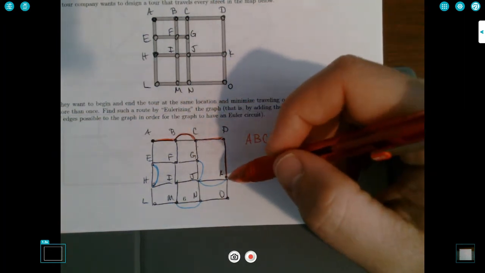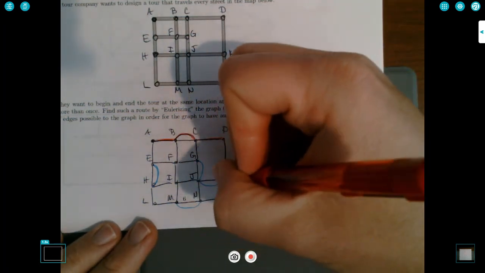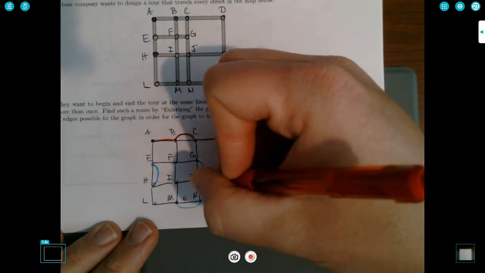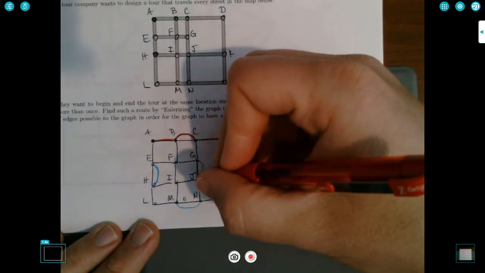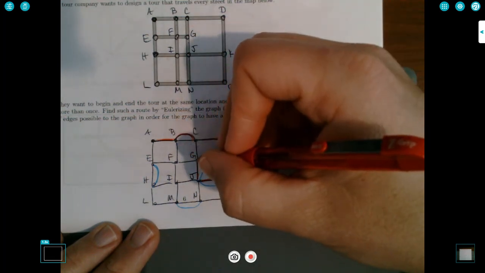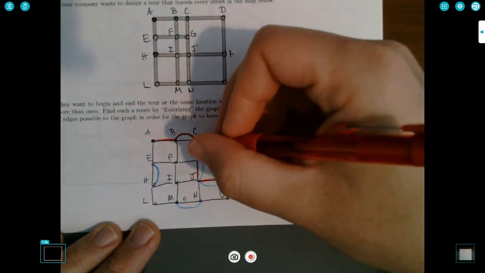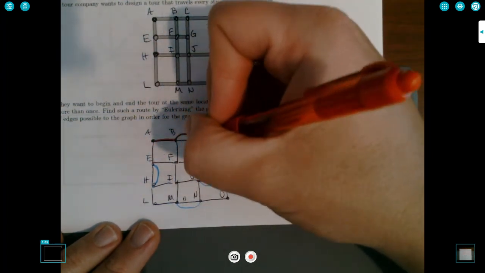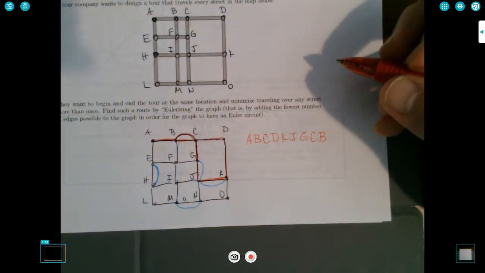From K, I have some options. Doesn't really matter which way I go. I'm going to head back up. So I'm going to go from K to J, from J to G, from G to C, from C to B. So I'm going to travel along the same street again, okay, but backwards. That's all right.